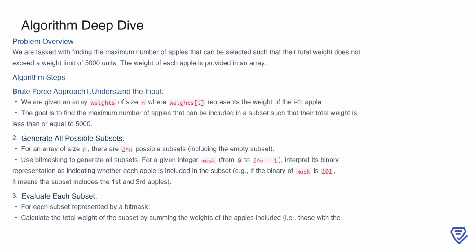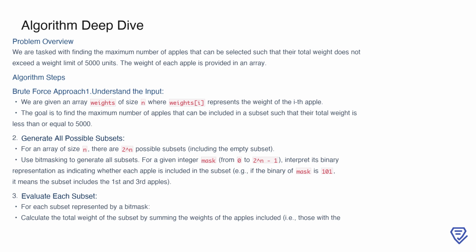To solve this problem, we need to determine the maximum number of apples we can include in a basket without exceeding a total weight limit of 5,000 units. The weights of the apples are provided in an array, and our task is to identify the largest possible subset of these apples that meets the weight constraint. A straightforward way to approach this is through a brute force method.